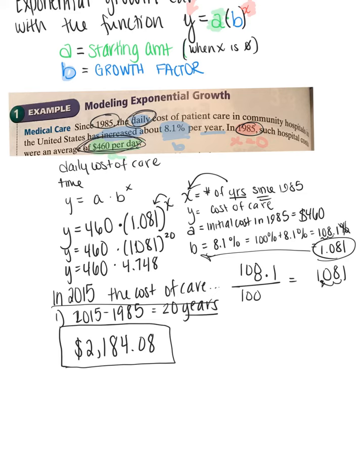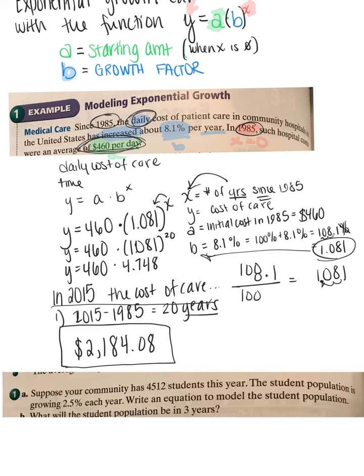It's pretty impressive. All right, I'm going to give you an example that I want you to do that's just like this. Suppose your community has 4,512 students this year. The student population is growing 2.5% each year. Write an equation to model the student population. What will the student population be in 3 years? Go ahead and make sure that you can identify your y, x, a, and b.